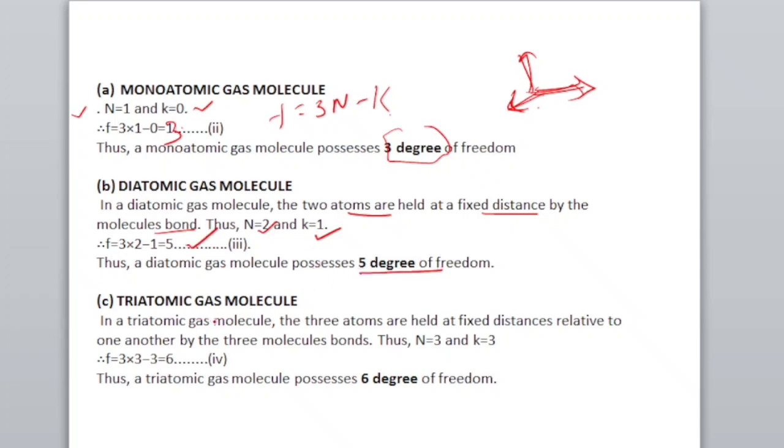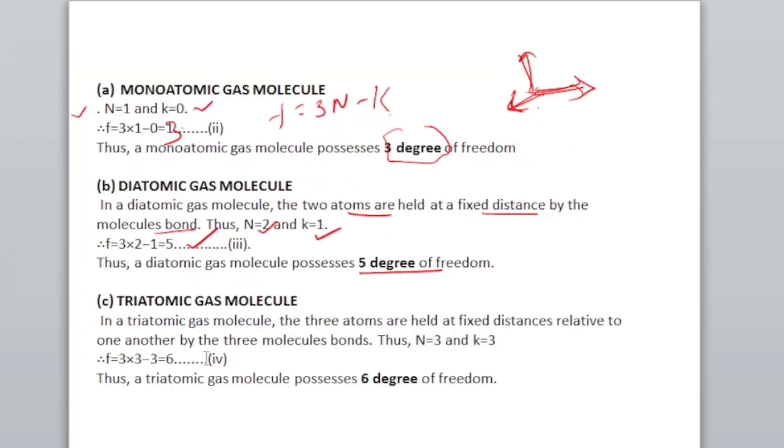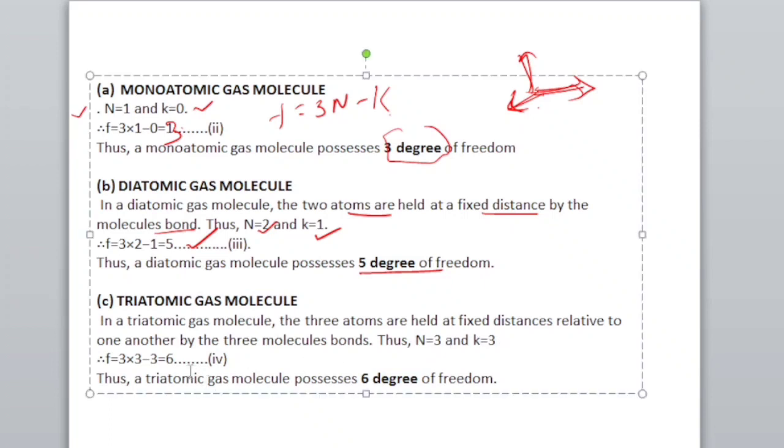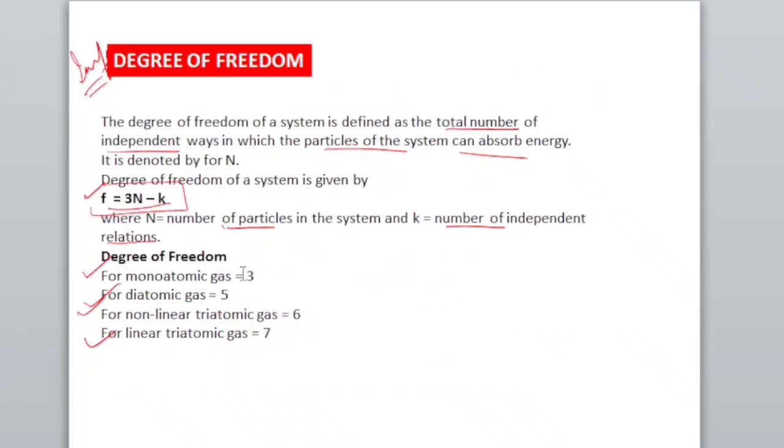In the same way, for triatomic gas molecules, for the rigid one, how much? Linear triatomic gas molecule is 7. For non-linear triatomic gas molecules, it is 6. So for non-linear triatomic gas molecules, n is 3 and k is also 3. You put these values, you get 6. So there are 6 degrees of freedom for non-linear triatomic gas molecules. In this way, you can find degrees of freedom. Otherwise, you remember this one. For monatomic gas, it is 3. For diatomic gas it is 5, it's very important, and for non-linear triatomic gas it is 6, for linear triatomic gas it is 7, right? Hope it's clear to all of you.